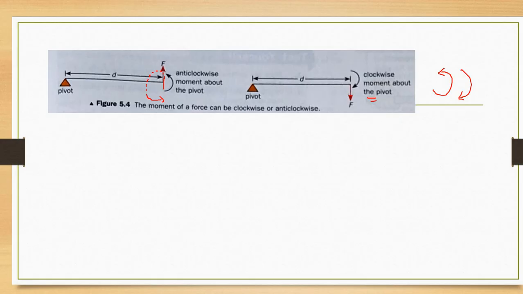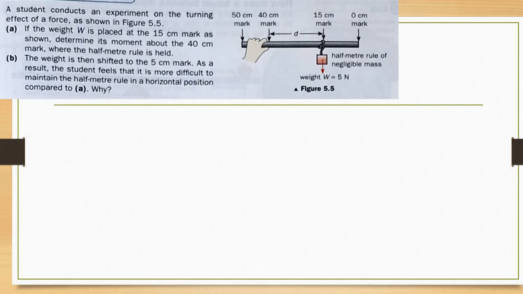Now let's see some examples. The question is: a student conducts an experiment on the turning effect of force as shown in this figure. If the weight W is placed at the 15 centimeter mark as shown, determine the moment about the 40 centimeter mark.